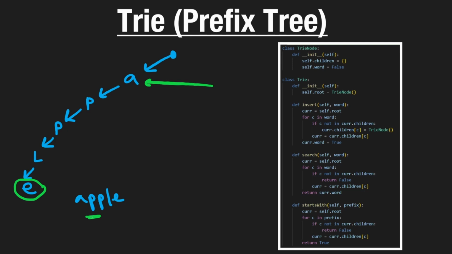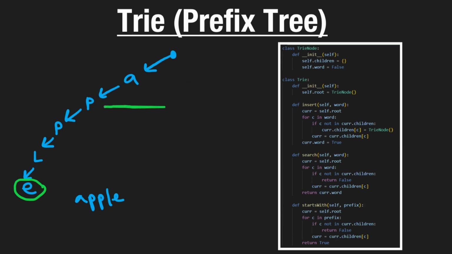Now we're looking for P. Is P a child of A? Yes, it is. And we can do that in constant time, by the way. For every character, we're simply iterating through every single character, and then the rest of the operations are constant time operations. That's why this search function can run in linear time, if n is, let's say, the size of the word. And you can see that that's pretty much the exact same for the insert function. It's also the same for the other function that we're going to talk about.